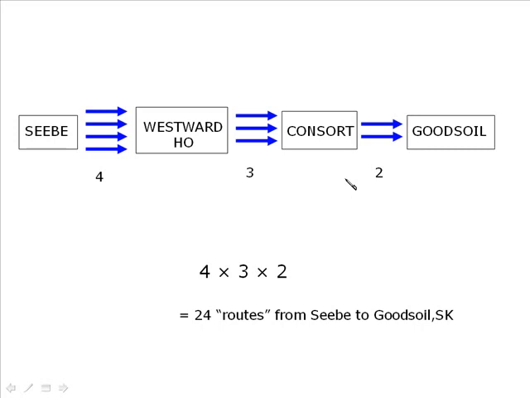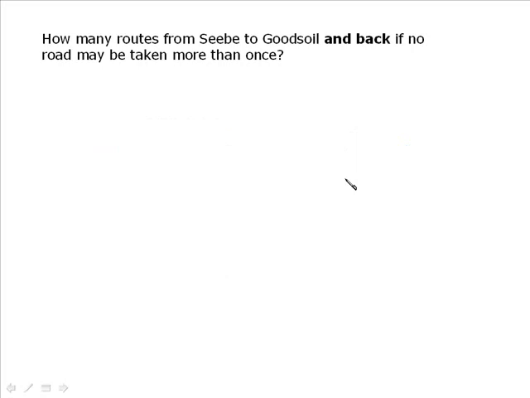Now, the question could go on. How many routes from Seebe to Goodsoil and back if no road may be taken more than once? So this means that you're doing the same thing that we just did to get to Goodsoil, but now on the way back, we cannot take the same road that we took on the way there. And a lot of people get this question wrong. They do things like they take the previous answer, double it, sometimes subtract 1, do all sorts of weird things.